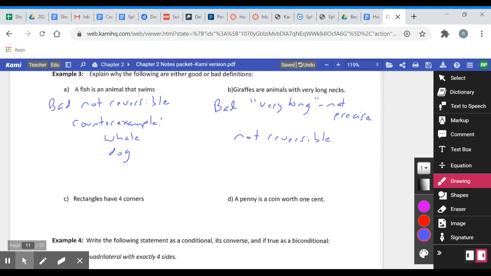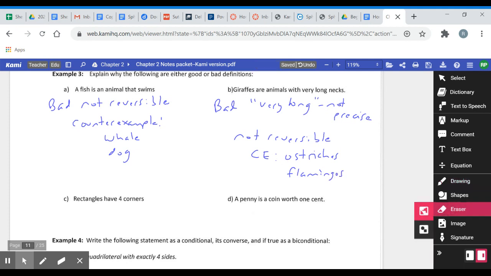So some counterexamples, I'm just going to write CE for counterexample. If you try and think of some counterexamples, one I have down here is an ostrich that sometimes people will say. So ostriches, and another one would be flamingos, sometimes people will say. Okay, and you may think of some others as well. This doesn't look too great here.